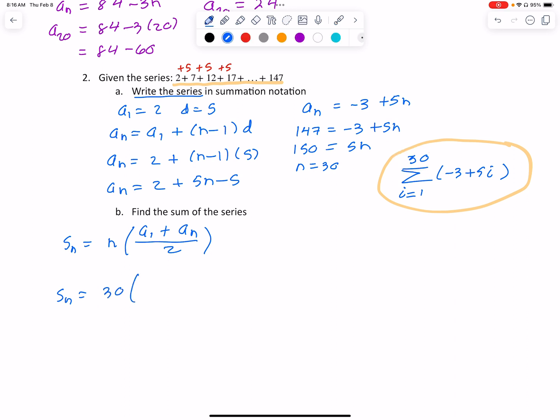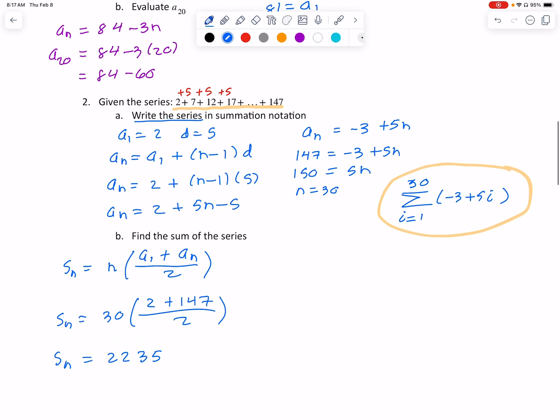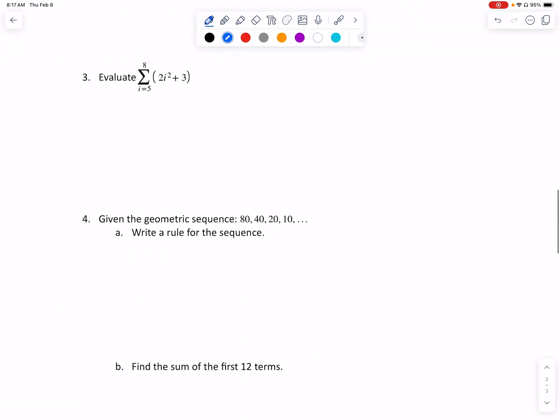Our first term, we said, was 2. Our last term is also given. It's 147. We're going to take that whole thing and divide it by 2. When you're finished, your sum is going to be this. Okay, let's keep on going.